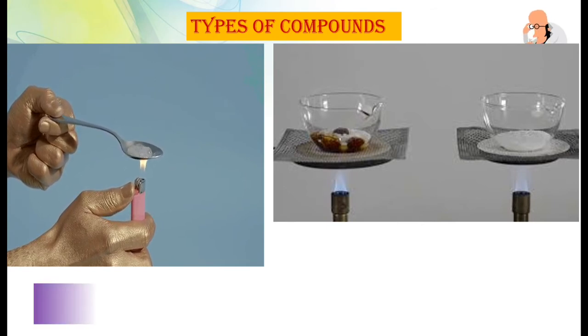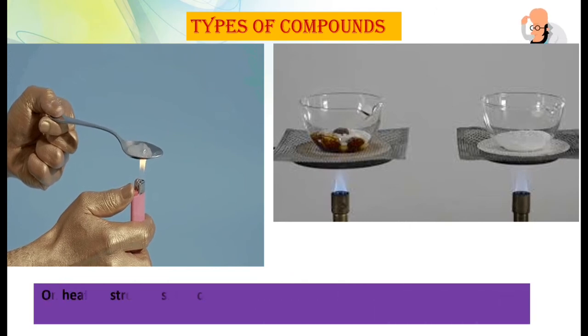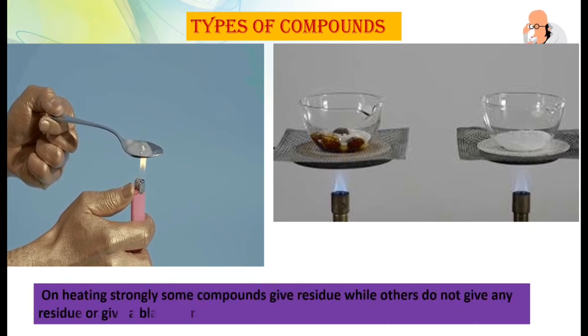Sometimes there is a black residue, sometimes there is not. So on heating strongly, some compounds give residue while others do not give any residue or give a blackish residue. So here in this picture, you can easily make out that over here there is a blackish residue left, whereas over here there is no black residue but there is residue.